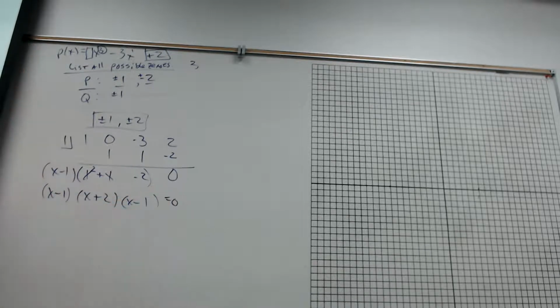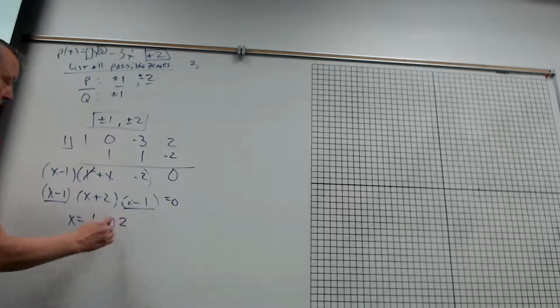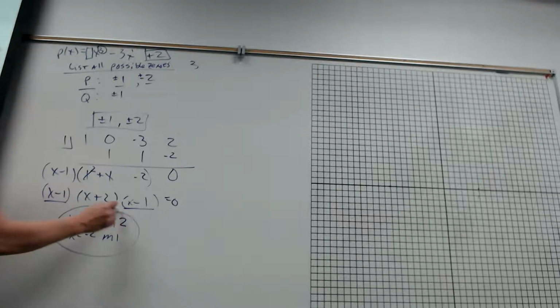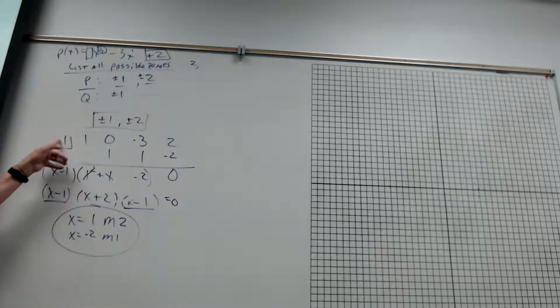Perfect. And so your zeros are where? Skylar? Where's your zero? At 1, and it has a multiplicity of? 1? Are you sure? How many x minus 1s do I have? 2. So I've got a multiplicity of 2. And I have x equals -2, with a multiplicity of 1.